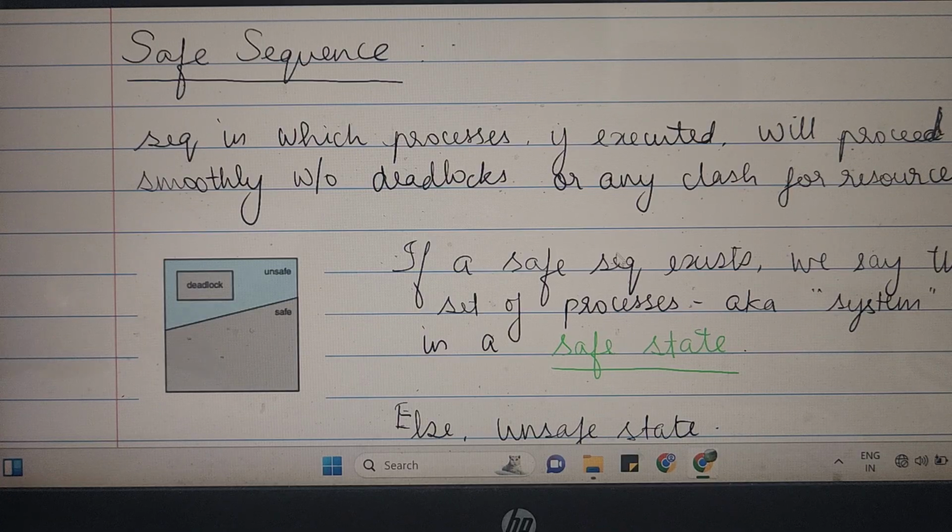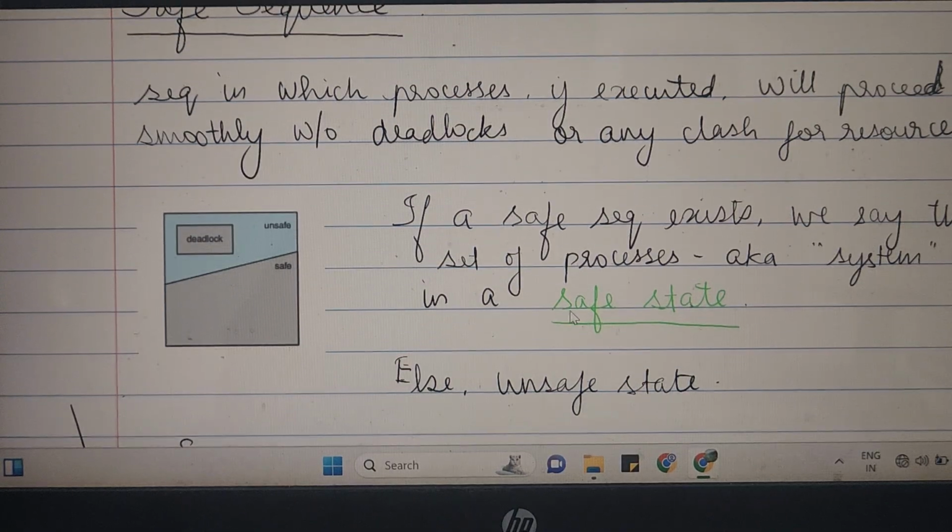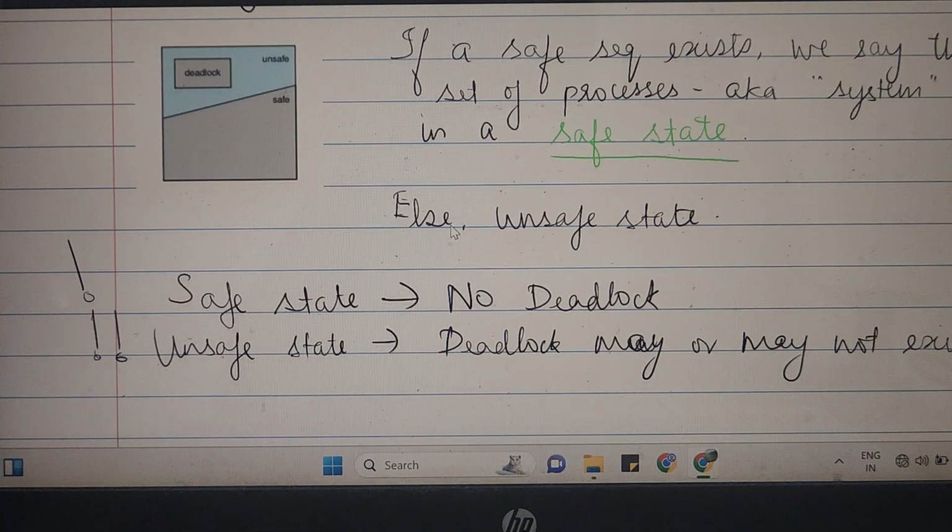Now note that multiple safe sequences may exist. We did 0, 2, 3, 4, 1. There could be another, 0, 3, 4, 1, 2 or something. If you have at least one safe sequence, which is one order in which you can execute the processes without any problem, it means it is in a safe state. If no such sequence exists, we say it is in an unsafe state. Now the thing to note is, if it is in a safe state, it implies there is no deadlock, because you can execute according to the safe sequence without any problem arising. If it is in an unsafe state, that does not definitely mean it is a deadlock. It means there may or may not be a deadlock.